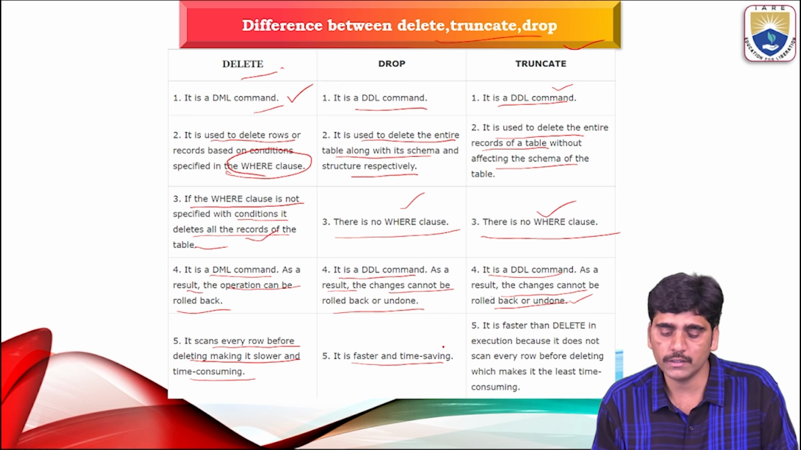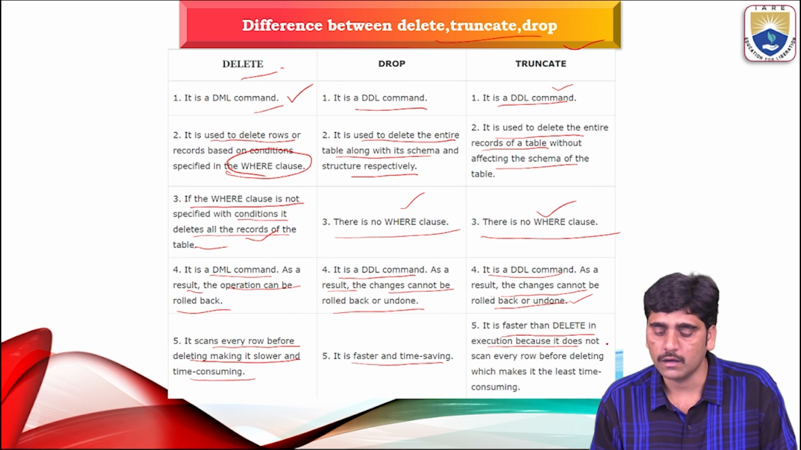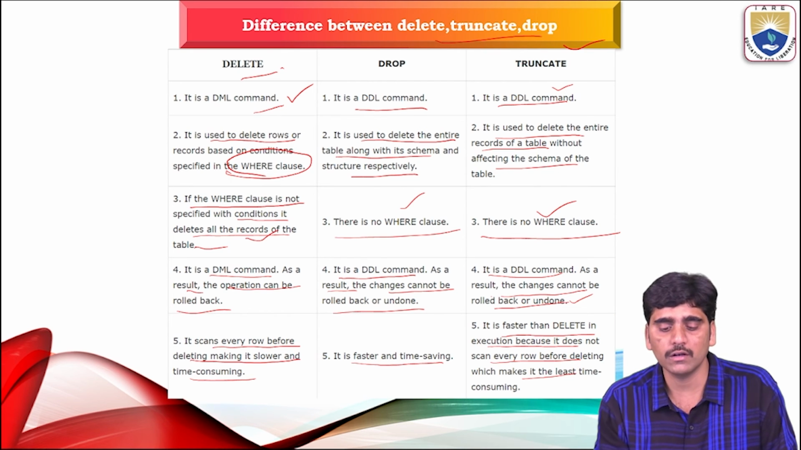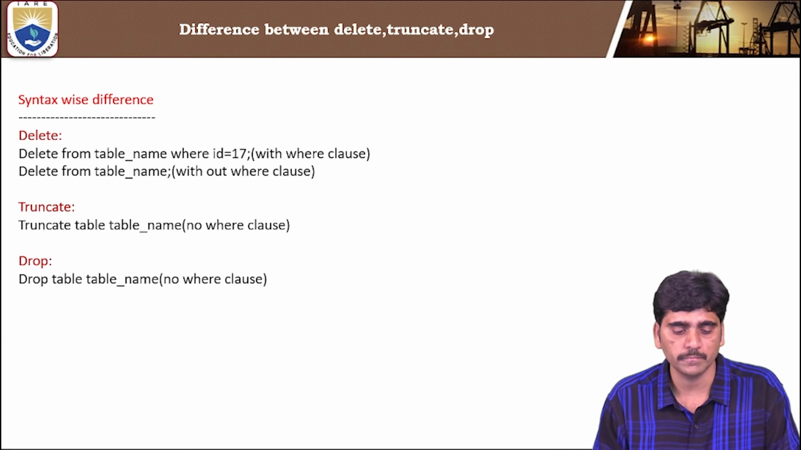And the drop command is faster and time saving. It is not going to scan each and every record, and it deletes the complete table, like drop table name. And truncate is faster than delete because it does not scan every row before deleting all the records. So it is also fast, and it is not going to scan each and every row. So these are all the differences, and you can see the syntax wise difference also here.